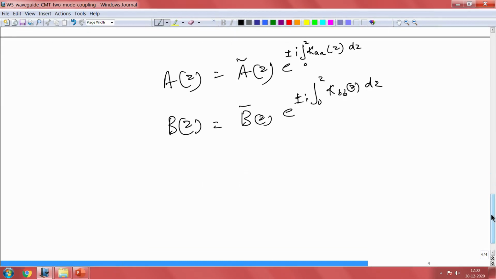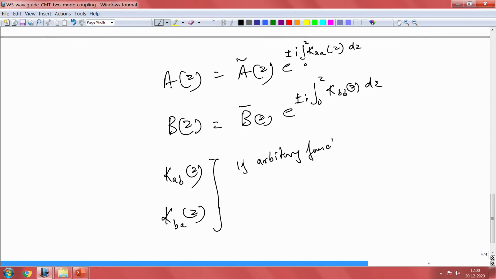Okay. And how about kappa AB and kappa BA? Let us look at those two: kappa AB as a function of z, and kappa BA as a function of z. These two, let us say, are arbitrary in nature. If it is an arbitrary function of z, then the coupled mode equation can be used, but it cannot be solved analytically. We need a numerical solution. So, the coupled mode equation cannot be solved analytically, right.